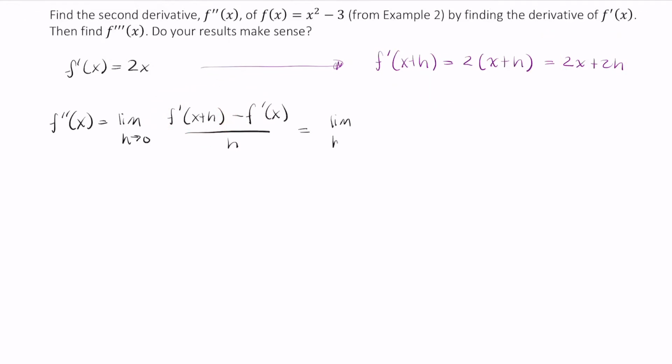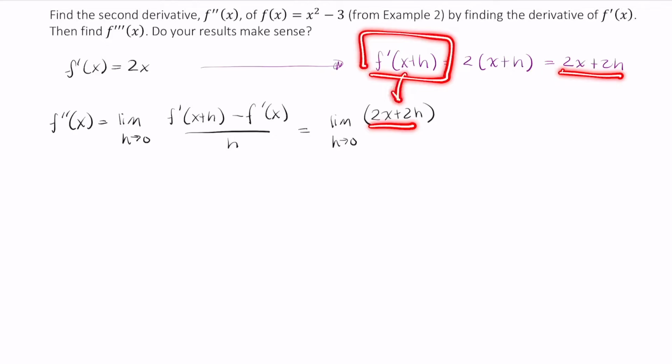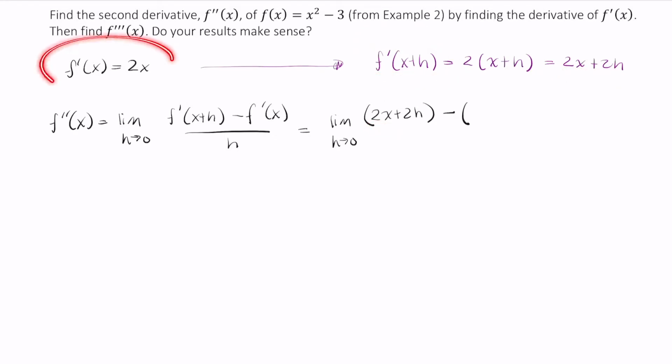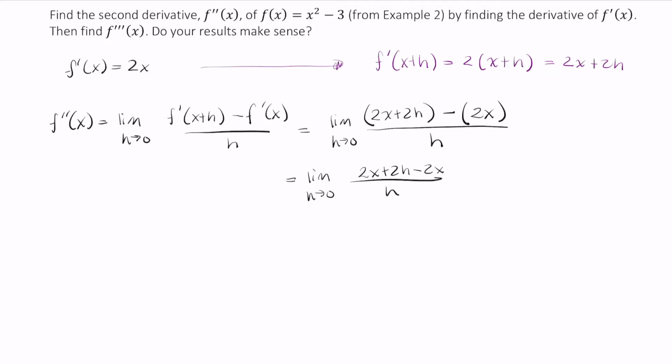So we have the limit as h approaches 0 of 2x plus 2h, and I'm going to include parentheses even though I don't need them, just to emphasize that this is f prime of x plus h. Then I'm going to subtract our original function, which is f prime of x, which is 2x here. And again, those parentheses are just for emphasis, and that's divided by h. So this becomes the limit as h approaches 0 of 2x plus 2h minus 2x over h.